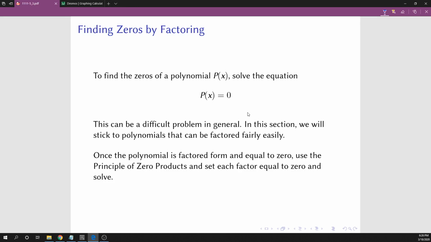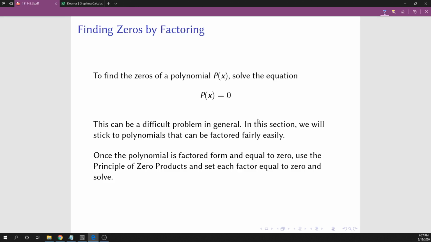That's a fairly difficult problem in general, and it's a large part of what people were trying to do in algebra for a lot of years, until about the 1800s, when they figured out the situation to a fairly good extent. So what we're going to do is stick with polynomials that can be factored fairly easily, and that's how we're going to go about finding zeros of polynomials. We're not going to talk too much about the really difficult problems, although a tiny bit we will.